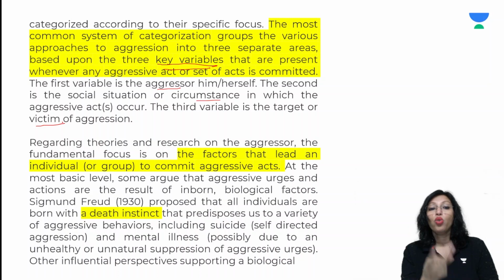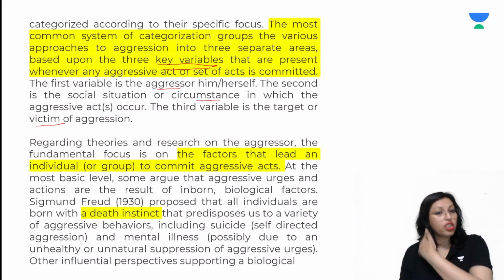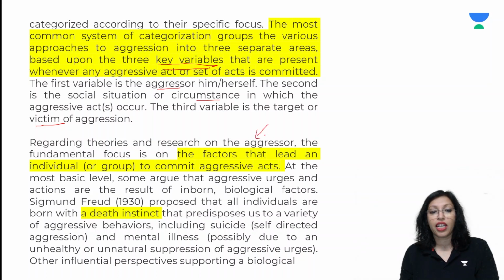Number three, who is the target or the victim of the aggression? Based on these, you can categorize each one of these types of aggression. Regarding theories and research on the aggressor, let's start with the first type, the theories that focus on the aggressor. The fundamental focus is on the factors that lead an individual or a group to commit aggressive acts.